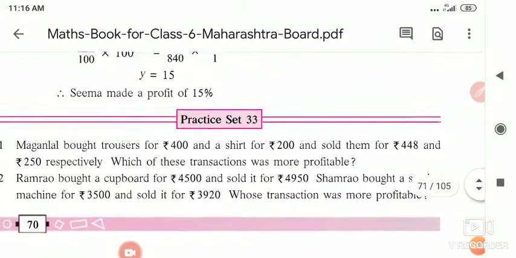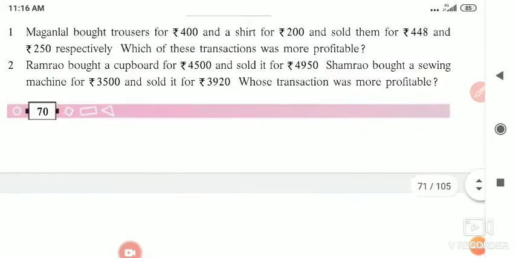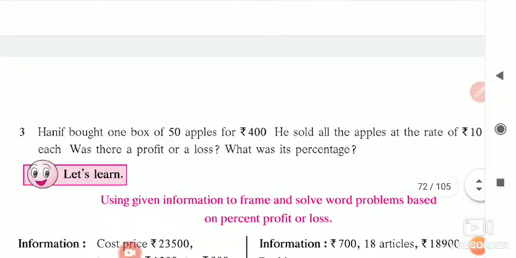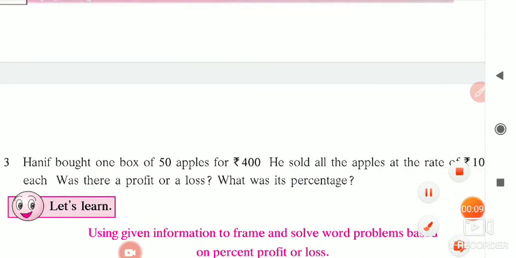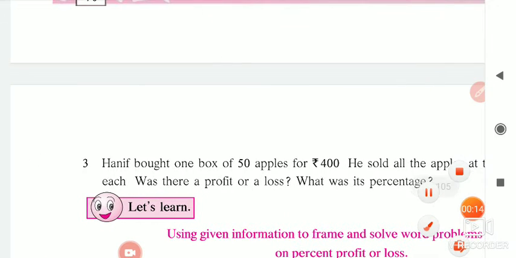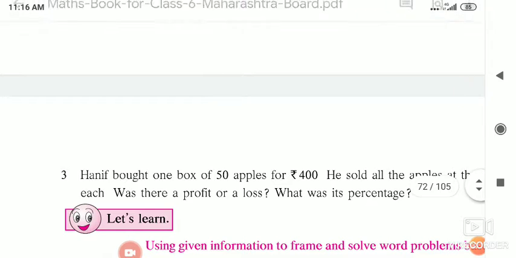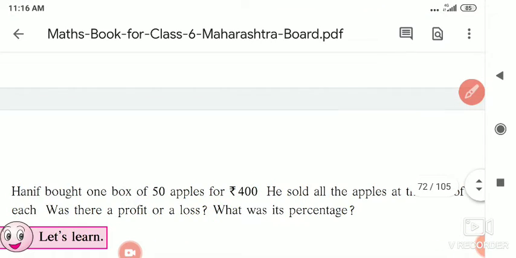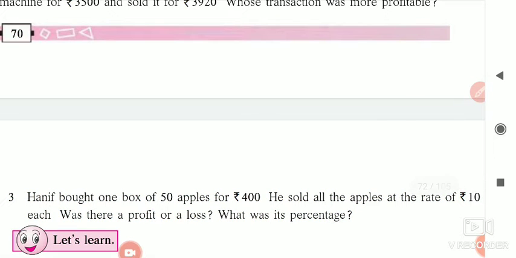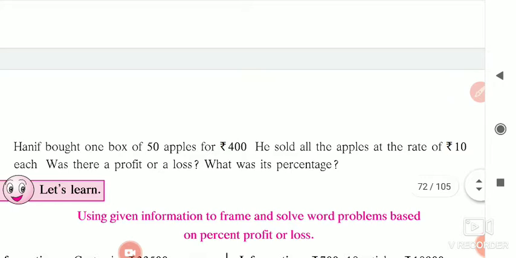Hello students, under the practice set number 33, that is one example left by me. The example is: Honey brought one box of apples. A box of how many apples are there? 50 apples for rupees 400, and he sold all the apples at the rate of 10 each.